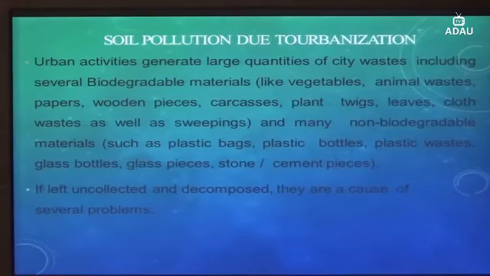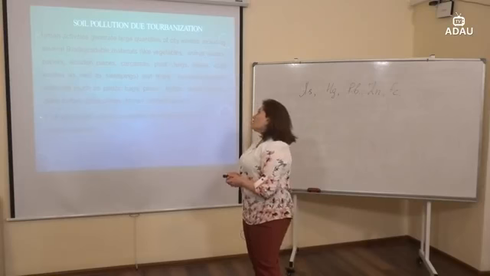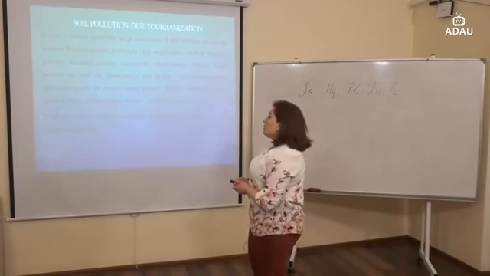Soil pollution due to urbanization. Urban activities generate large quantities of city wastes, including several biodegradable materials like vegetables, animal wastes, paper, wooden pieces, carcasses, plant twigs, leaves, clothes waste, as well as sweepings, and many non-biodegradable materials such as plastic bags, glass bottles, plastic bottles and plastic wastes, and glass pieces, stone, and cement pieces too. It will be collected and decomposed.